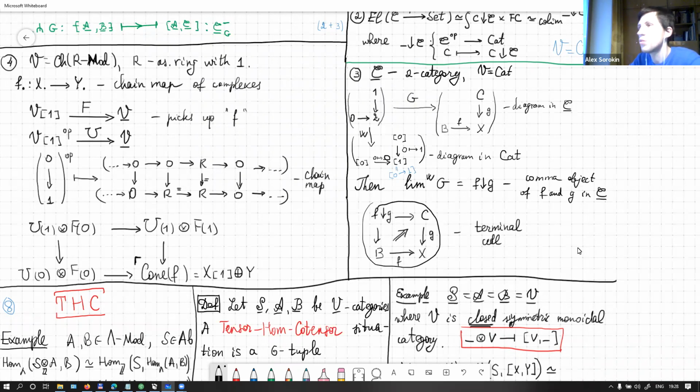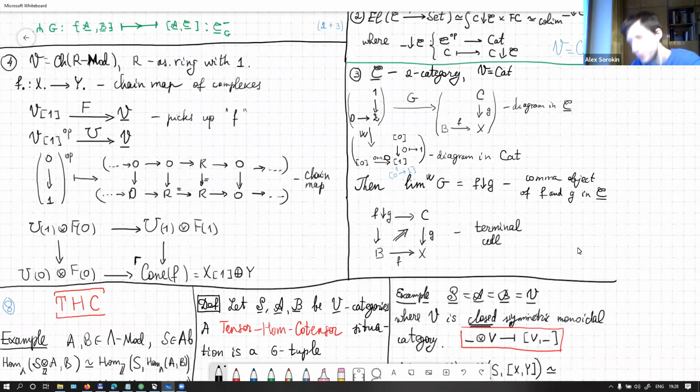When you take, instead of any 2 category C, the category of small categories, your morphisms F and G will become precisely functors F and G between categories, and your comma object will be precisely the comma category in the category of all small categories. So this is the thing that you used to work with. And it will be terminal in the same sense as I said. So comma categories, or more generally comma objects, are instances of weighted limits.